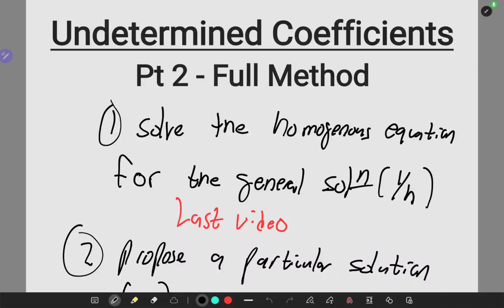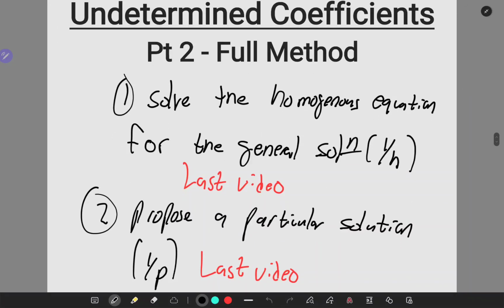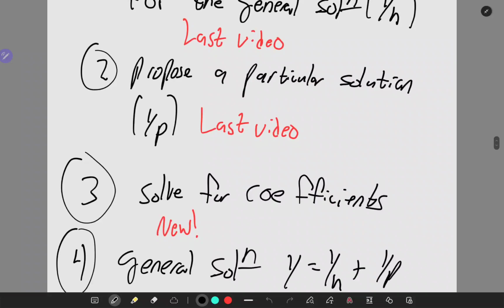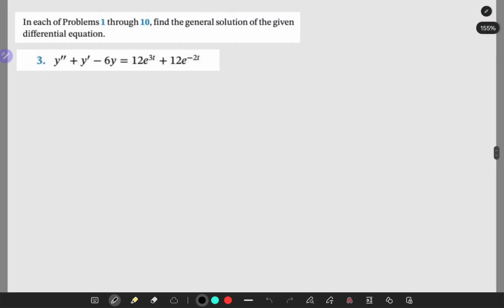Alrighty, so in the last video we looked at the first part of undetermined coefficients. We solved the homogeneous equation and then proposed a particular solution, like I showed right here. Now in this video, we're going to look at the full method of undetermined coefficients, where we then solve for the coefficients and then write out our new general solution. So, I say let's just go right into an example. I think that's the best way to show this.